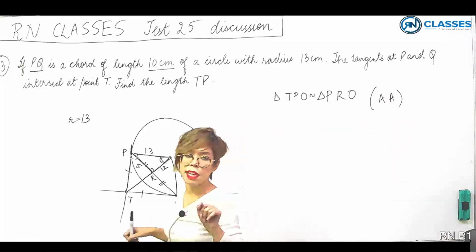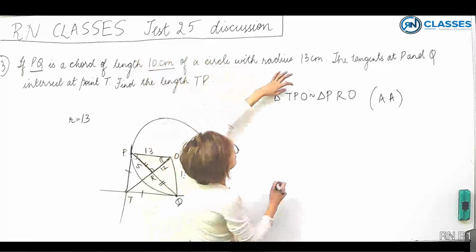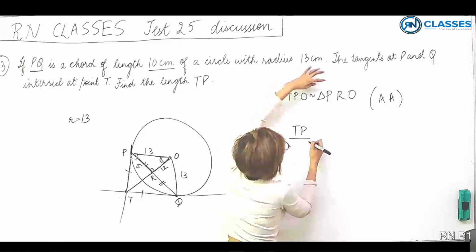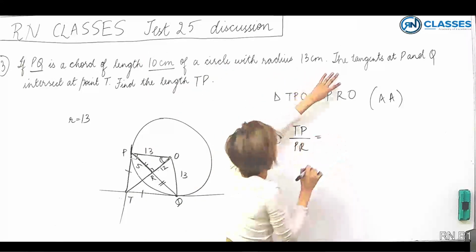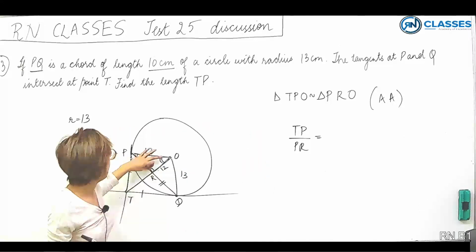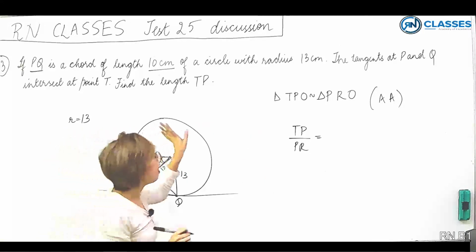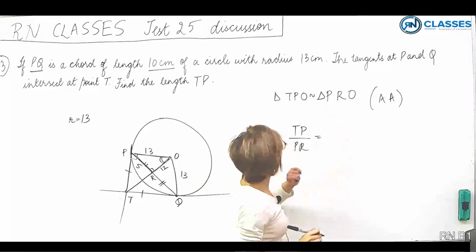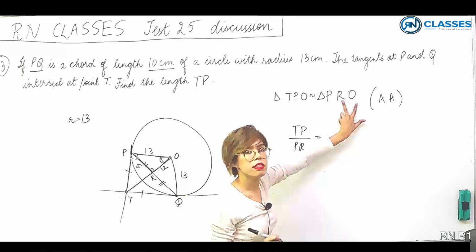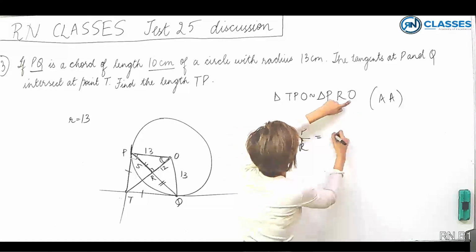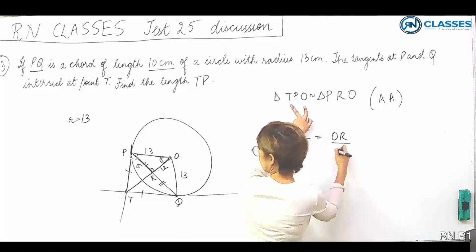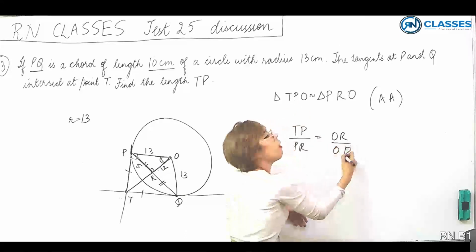I'm interested in CP, right? So let's involve CP. CP by PR is equal to, now what else do I know? I know OR and PR. So somehow, okay, PR I have already done, OR is involved here, so let's use it. So OR over OP. OP I know, tell me OP too.